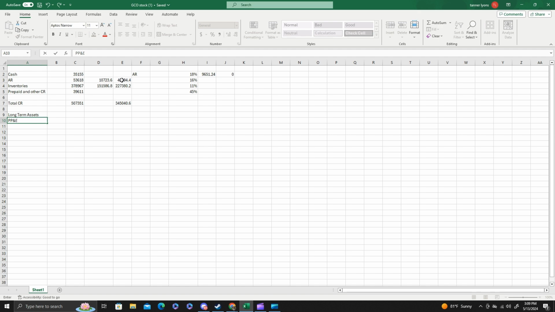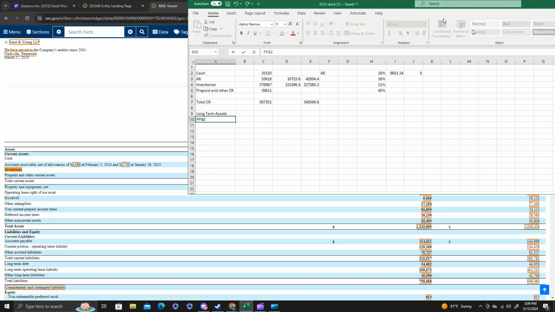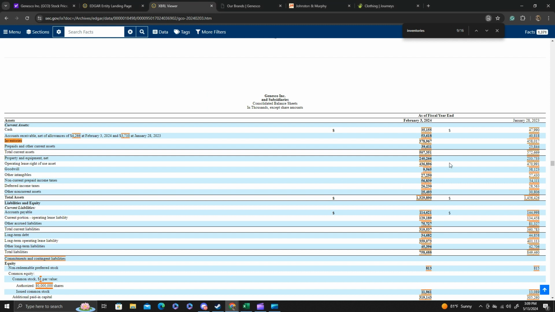PP&E. Let's put this over here. Property, plant, equipment. You usually just want to leave property, plant, equipment the same. Most of the time. And they have operating lease, so they're leasing out space. That's $436 million of their assets. 436,896.